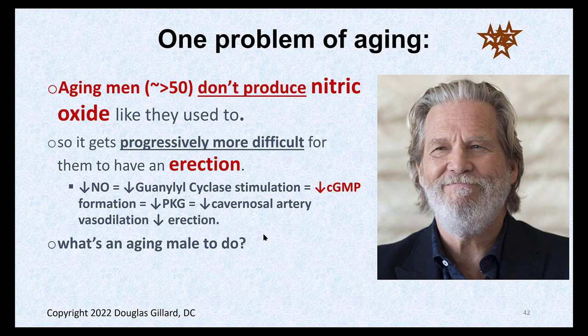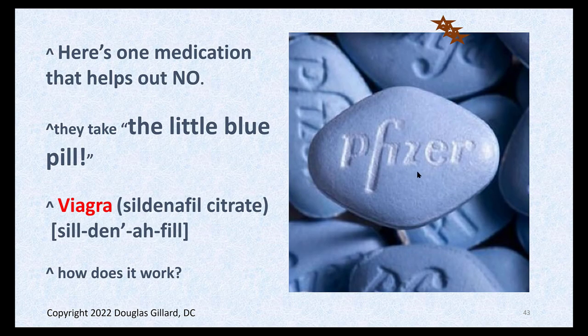So what's the aging male to do? Of course, we probably know the answer, the little blue pill. So sildenafil or Viagra was kind of an off-label use for this, right? It wasn't even designed to lower your blood pressure, but they found that it caused erections. So that's why it works. So what's the story with sildenafil? How does that work?